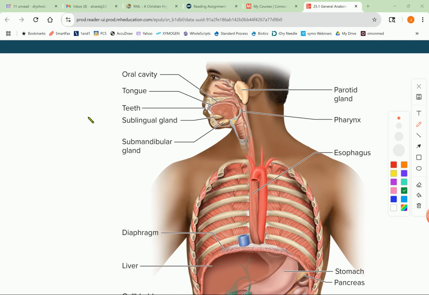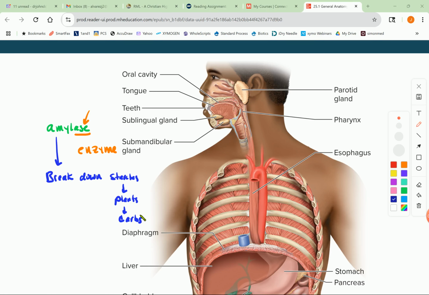An example is amylase. When you see the suffix ase, that means enzyme. Anything with ase on it is letting you know that it is an enzyme, and the job of an enzyme is to speed up a reaction. Amylase helps you break down your starches, which are basically plants, which are basically carbs. That is what that enzyme is going to help you with.